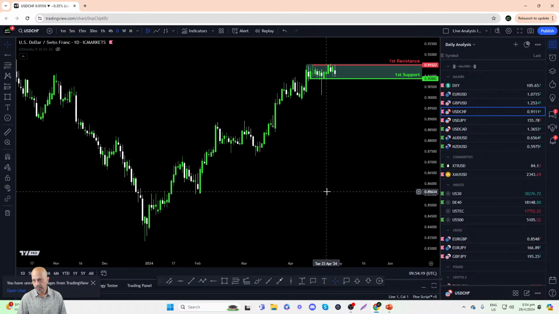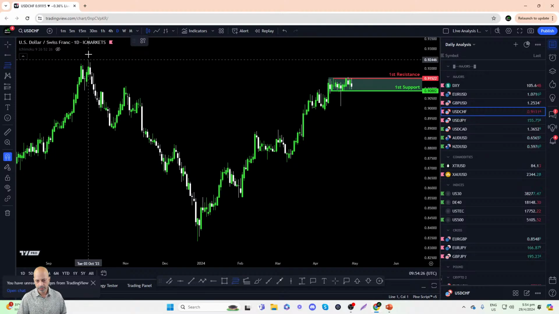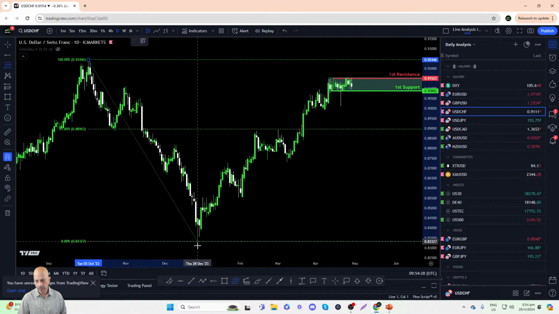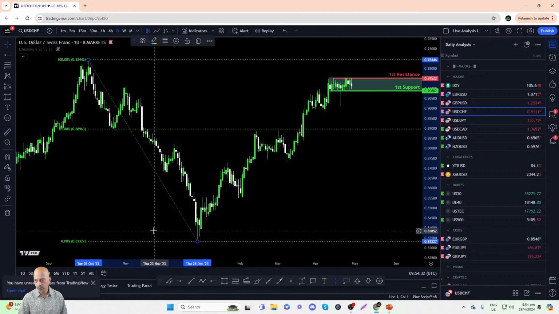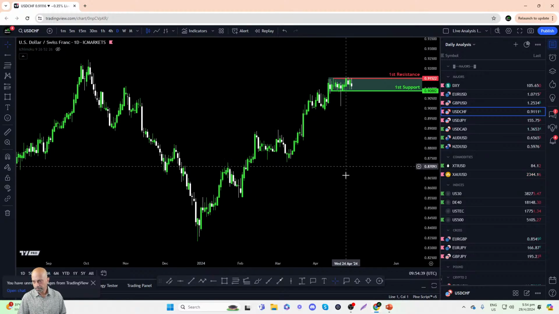Right, okay, let's see if we run a Fibonacci retracement as well. Let's see from here, this swing high resistance on 3rd of October 2023 down to the swing low on 28th. Is there a 78.6% that we could use? Oh no, okay, it's gone well above all the retracement levels. Let's get rid of that.